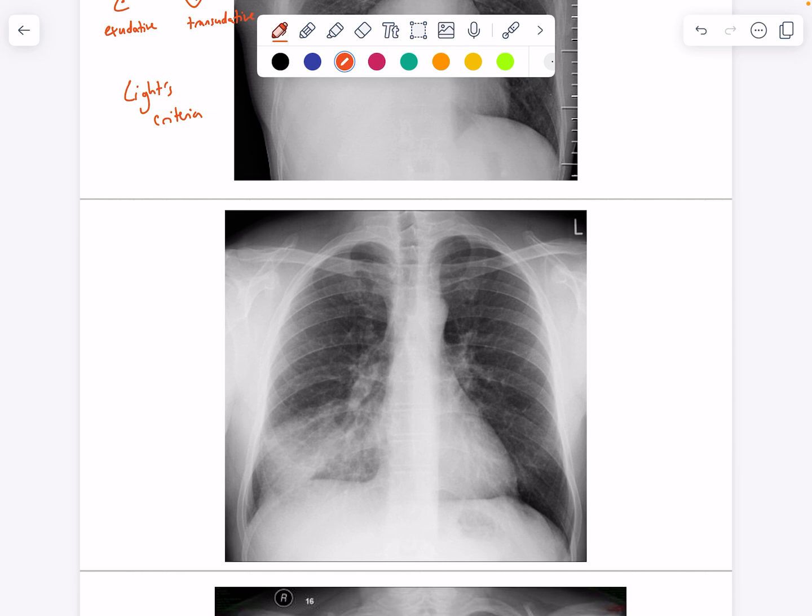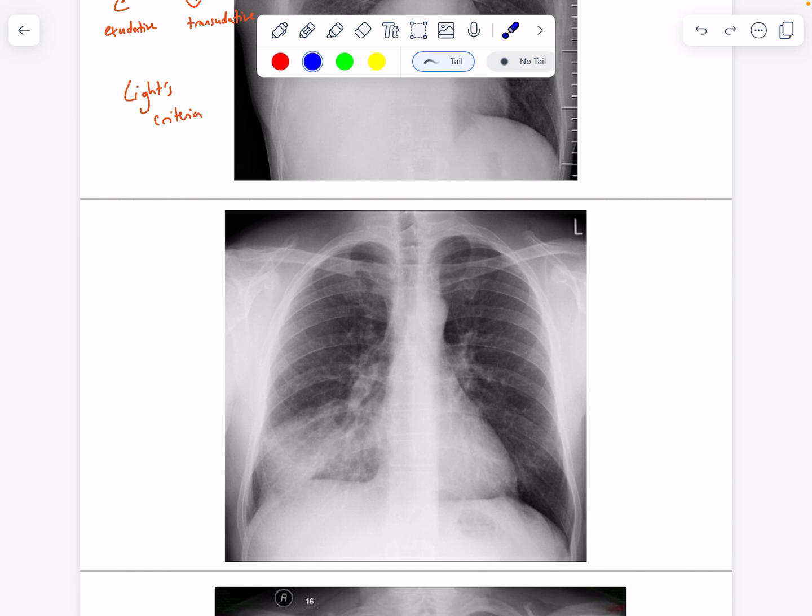Okay, so here we can see that there is a right lower lobe consolidation. Consolidation normally means some kind of pneumonia. In terms of pneumonia, there's a few you need to know about. One is community-acquired pneumonia, one is hospital-acquired pneumonia, and then one is atypical pneumonias. The difference between community and hospital is 48 hours. If the person has been in hospital for over 48 hours, it's hospital-acquired pneumonia. If it's in the community, it's community-acquired pneumonia.